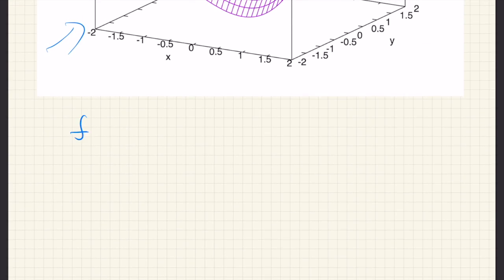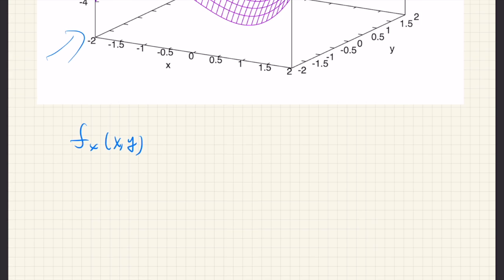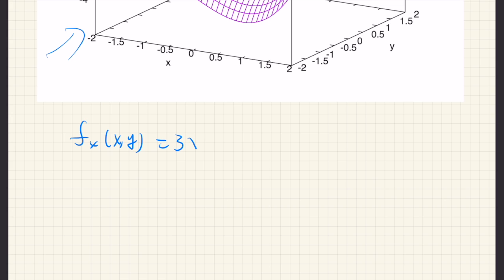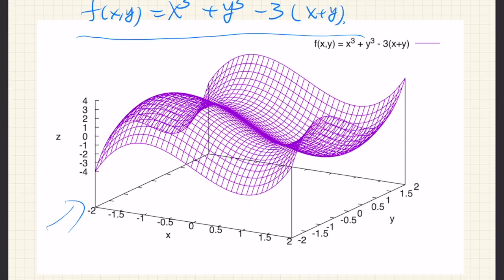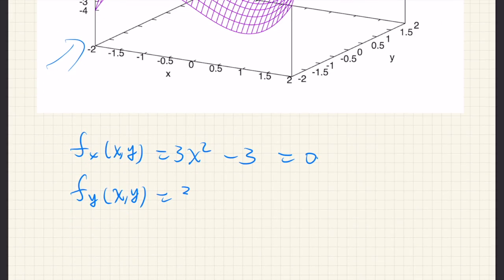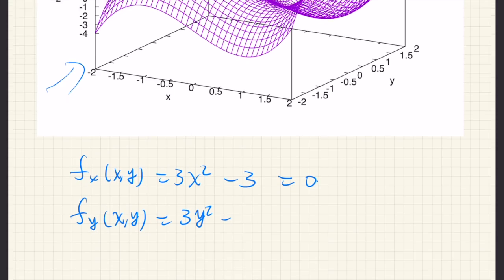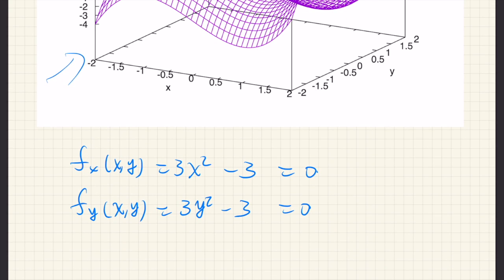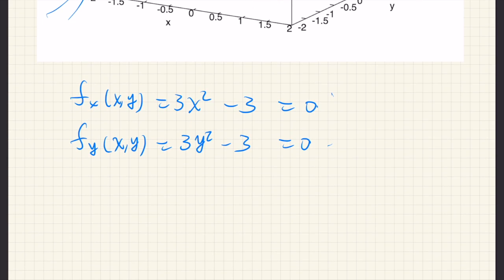So if we differentiate with respect to x, we have 3x squared minus 3. If (x, y) is at an extreme value point, then this should be equal to 0. And similarly, if you differentiate with respect to y, that is 3y squared minus 3, this should be equal to 0. These are necessary conditions, not sufficient. But anyway, we solve these equations.